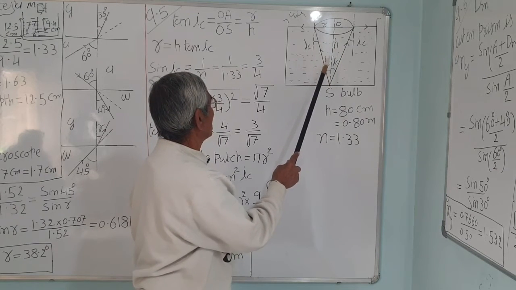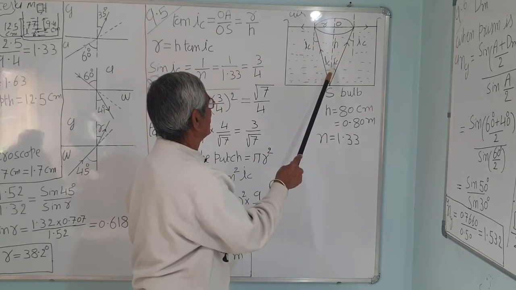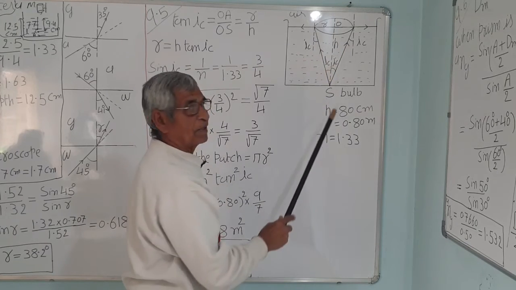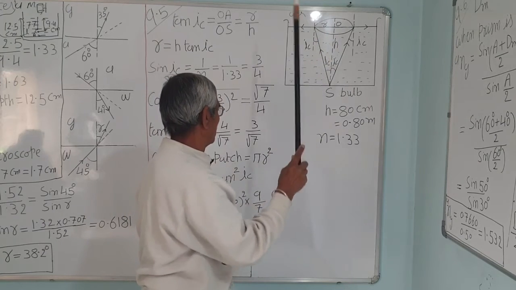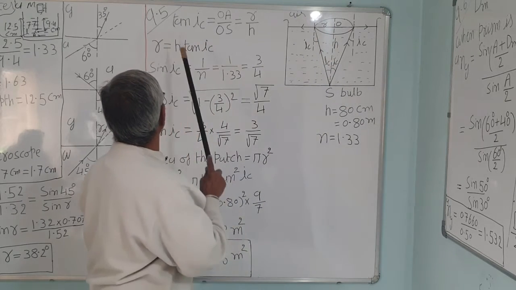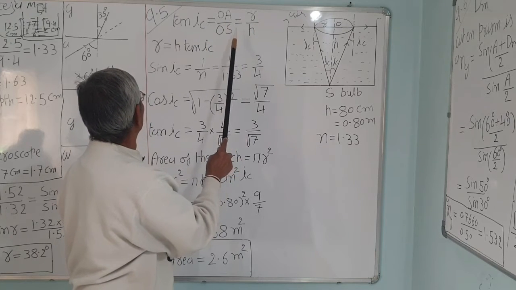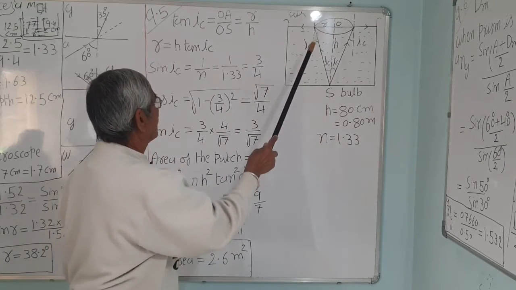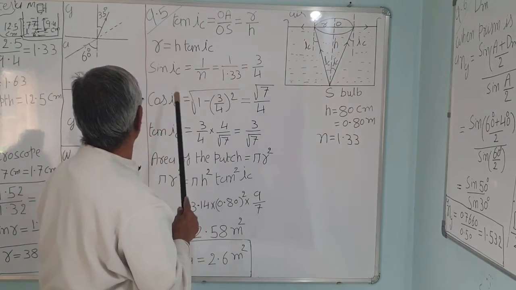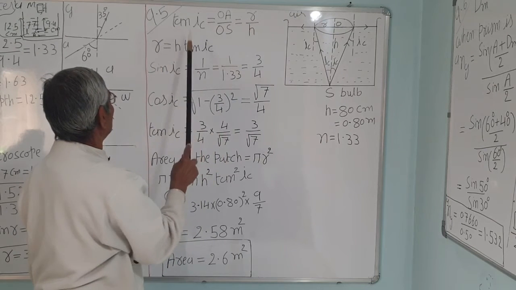That is, you take the tan IC. This angle is IC. This angle is also IC. So these are alternate angles IC. Correct? So tan IC is equal to R upon H. So tan IC is equal to OA upon OS, R upon H. So what is R? We want R, pi r square. Pi r square is the area. So R is equal to H tan IC.